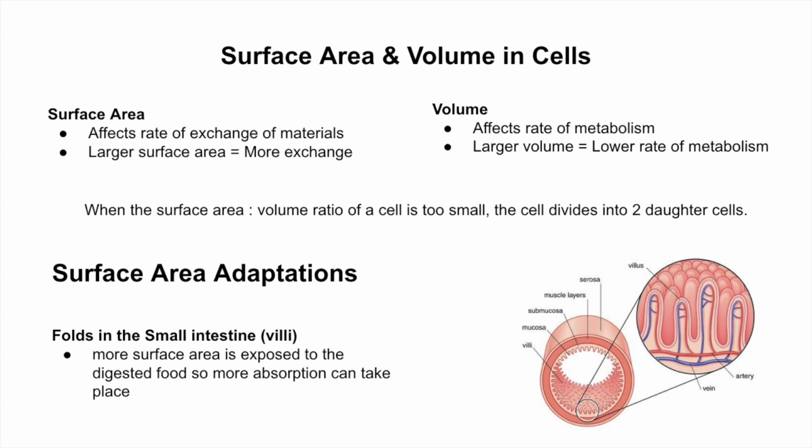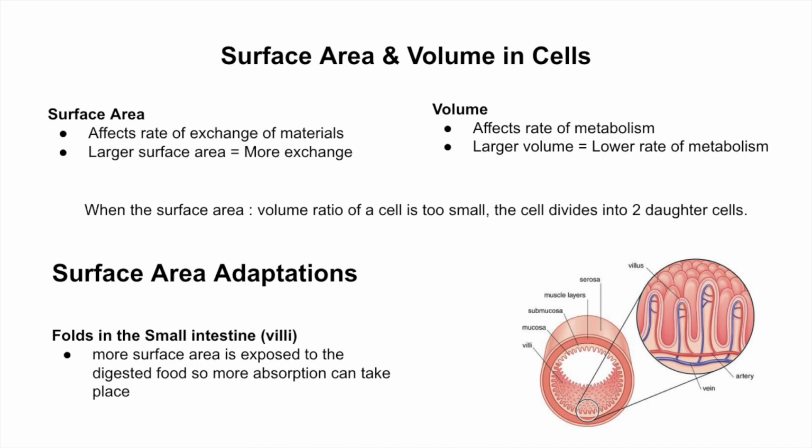When a cell grows, its volume increases more than its surface area because volume is cubed while surface area is squared. Sometimes, the surface area of a cell is too small compared to its volume. When this happens, not enough of the necessary molecules can get in, and not enough waste, including heat, can get out of the cell. So the cell divides into two smaller cells. Examples of cell adaptations to increase the surface area are the folds in the small intestine. With the folds, more surface area is exposed to the digested food, so more food absorption can take place.